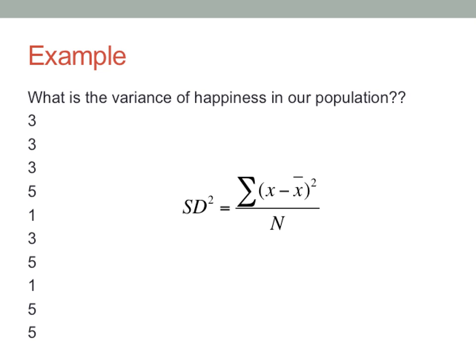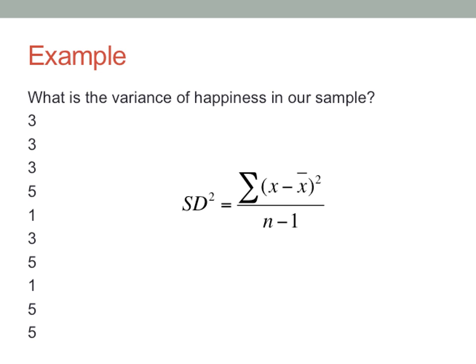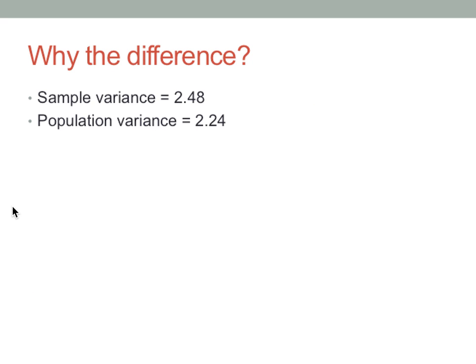Now, if we had a population, instead of n minus 1, as we had here, it would be n. So instead of dividing by 9, we would divide by 10. And so I'm on the last step. And so we would have a sample variance of 2.48 and a population variance of 2.24.